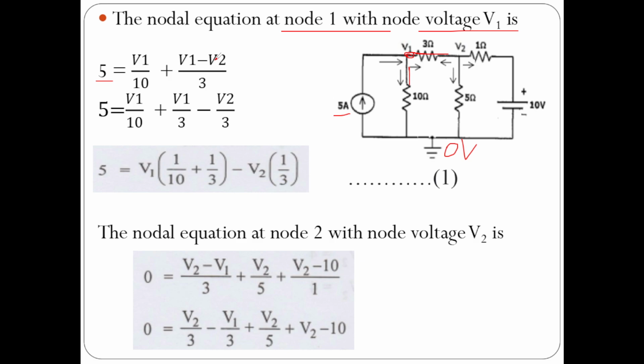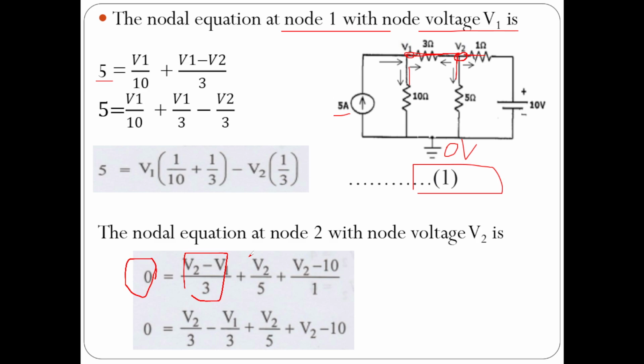Okay, so now what is the current in these 3 branches? 3 branches are there at this node. So what is the current in this branch? V2 minus V1 by 3. Okay, next V2 minus 0 by 5. Next V2 minus 10 by 1. What is 10? This is our source voltage. Okay, V2 minus 10 by 1.